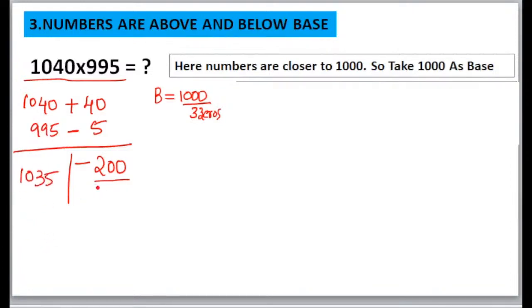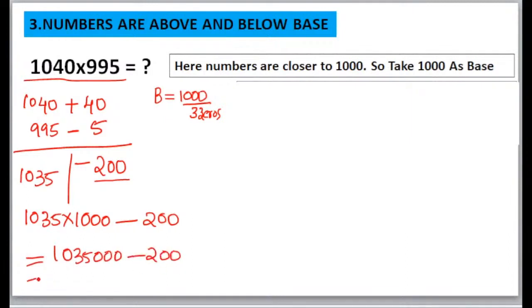So when you have a negative symbol on your RHS, you need to multiply your LHS with the base. Here base is 1000 minus 200. So this is your answer, that is 1035000 minus 200. 35,000 minus 200. Here you can write 1035 minus 1 is equal to 1034 and 1000 minus 200 is equal to 800. So this is your answer.